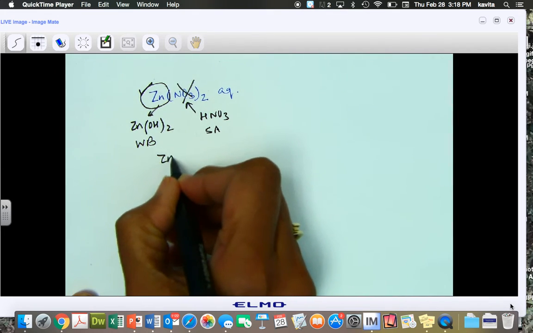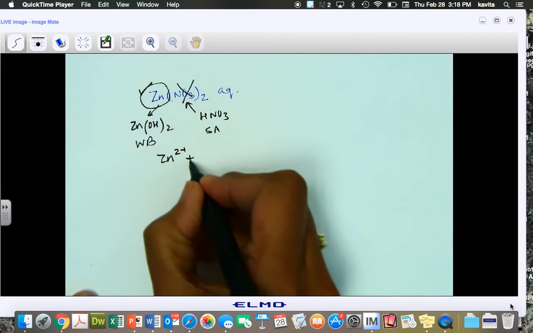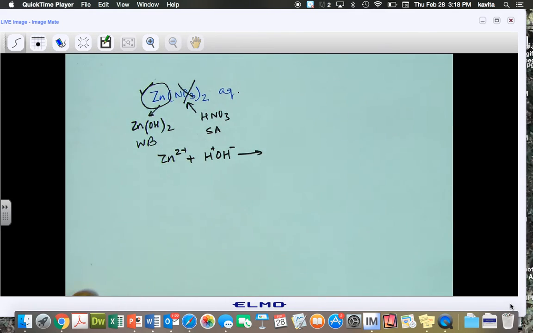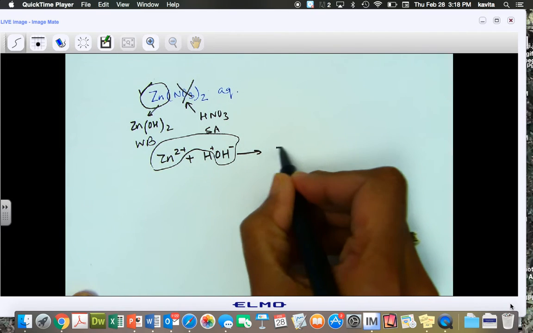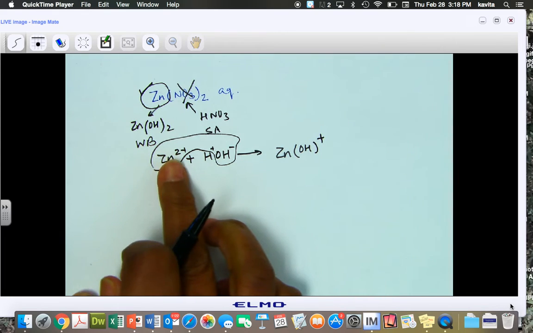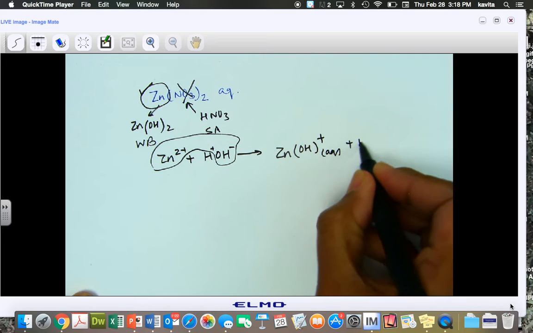So I write the zinc ion and the cation equation as we wrote in the back, plus water, think of HOH. This is plus, this is minus. Opposites attract, so Zn will go with OH, forming ZnOH only plus 1, because plus 2 minus 1 is plus 1, aq, plus H plus.